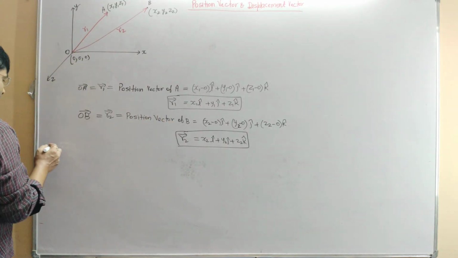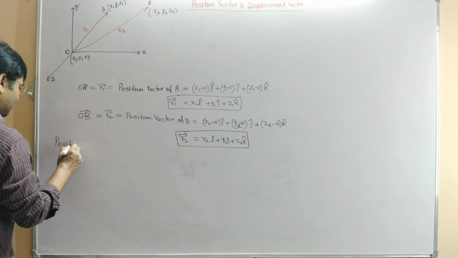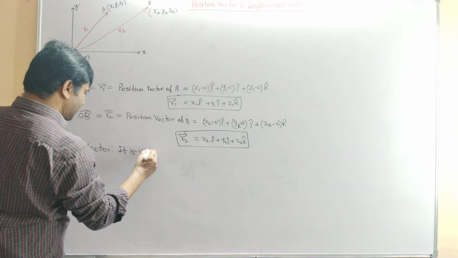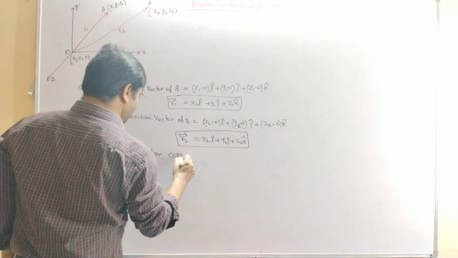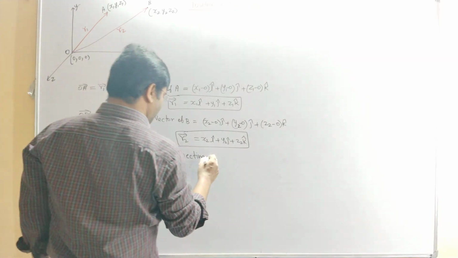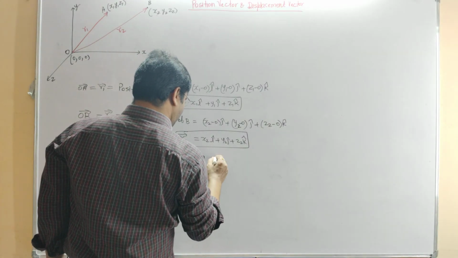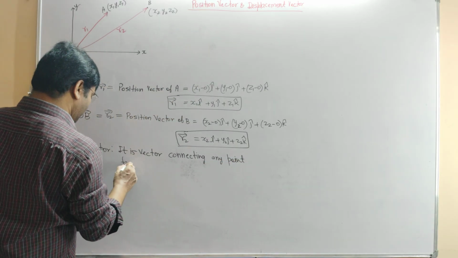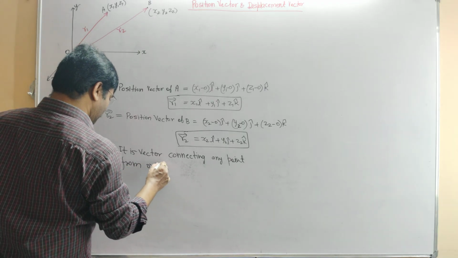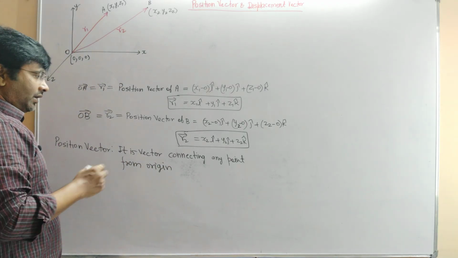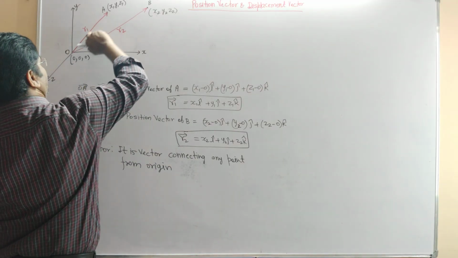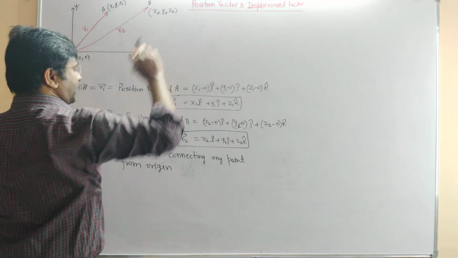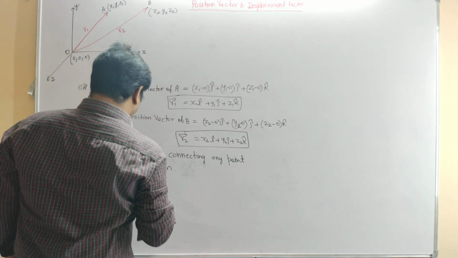So we can define here what is position vector. Position vector is a vector connecting any point from origin. Okay, so if any point I'm taking, connect from origin, that connecting line will be a position vector.